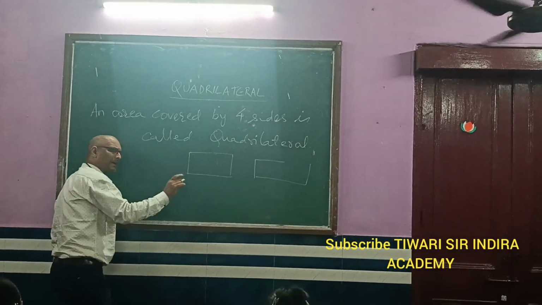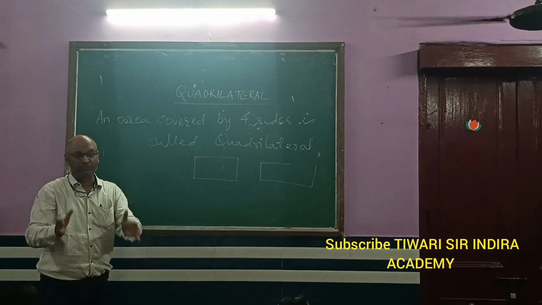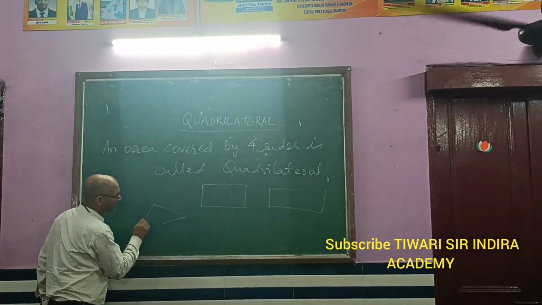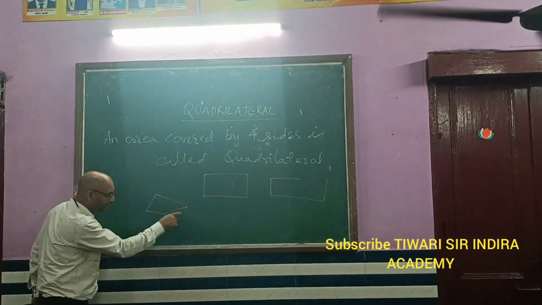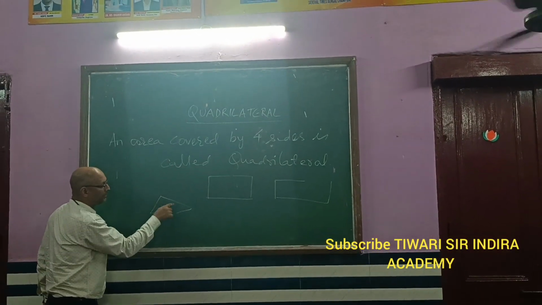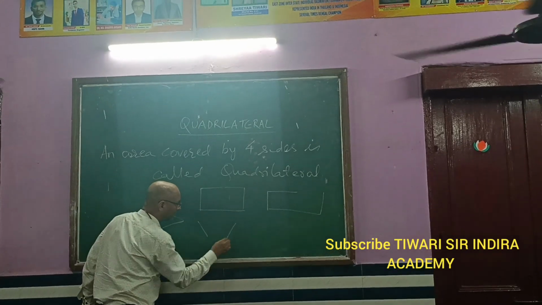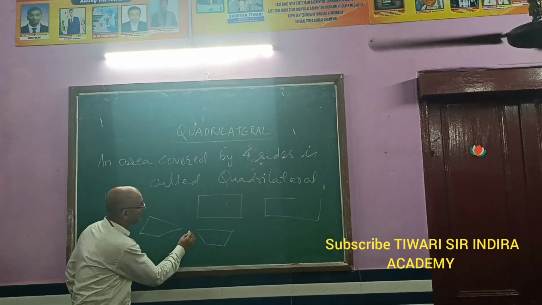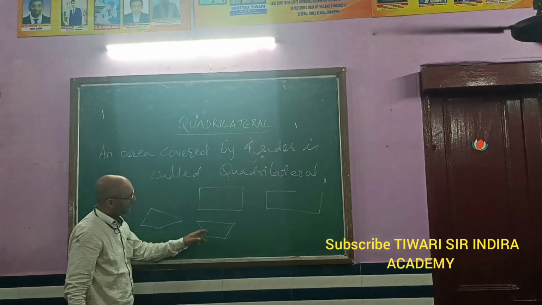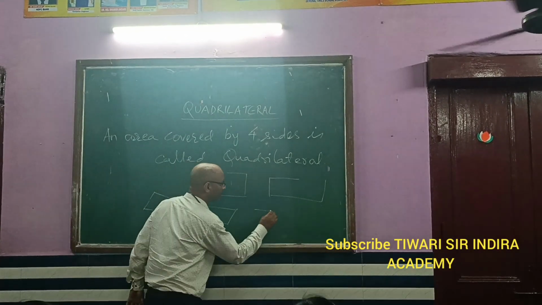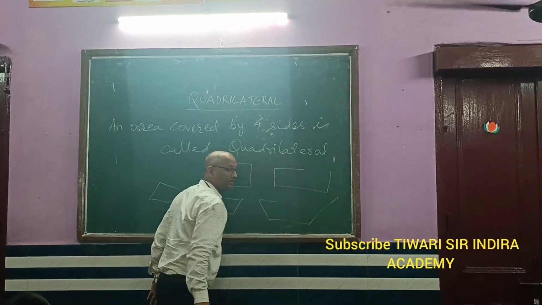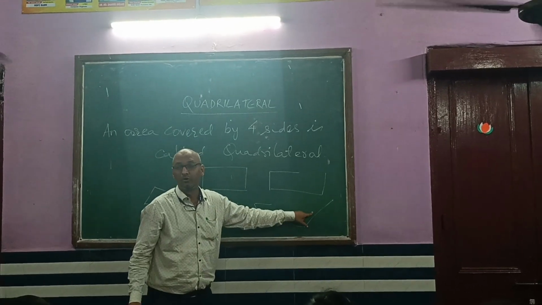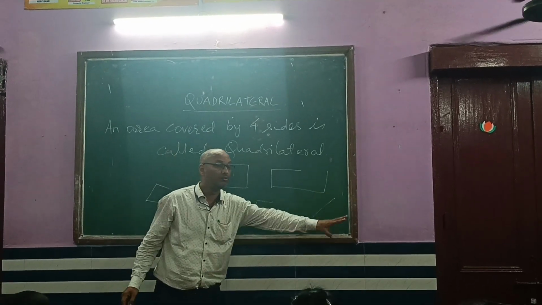Understood? So it can take any shape, but those four sides have to be there. Like it can be like this. There are four sides. It is a closed figure. So it is a quadrilateral. Four different sides. It's a closed figure. It's a quadrilateral. Suppose it is like this. 1, 2, 3, 4. Four sides are there, but it's not a closed figure. So it's not a quadrilateral.